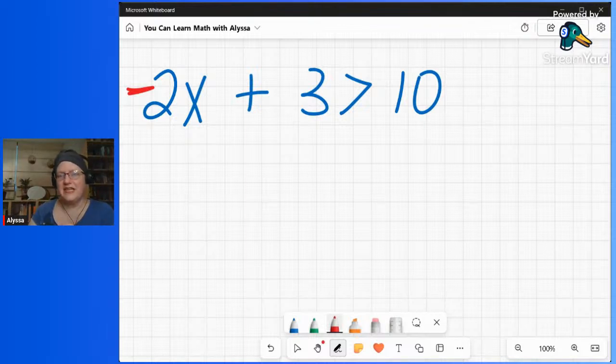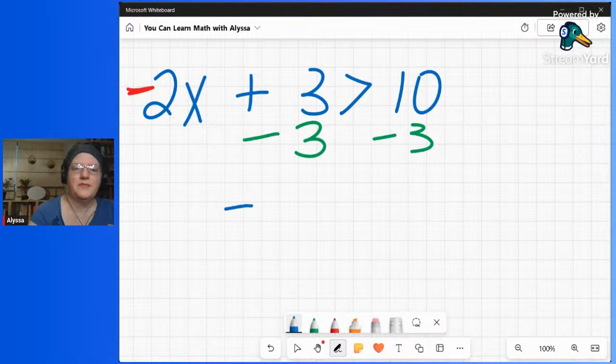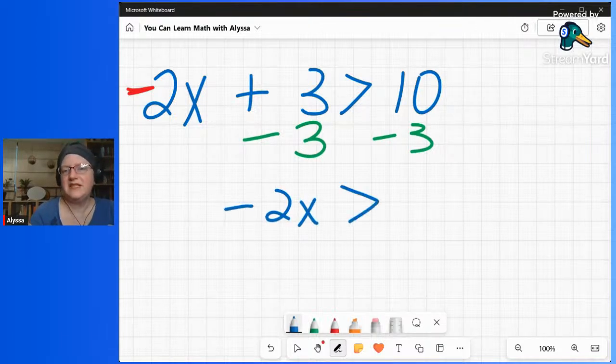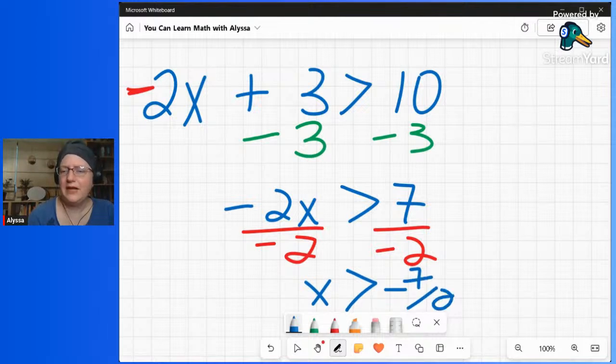All right, let's try this again. Put a little negative there in front of the 2. Same sort of beginning. Let's undo that adding 3. Let's subtract 3 from both sides. Now I've got that negative 2x on the left, 10 minus 3, or 7 on the right. And then I'm going to divide both sides by negative 2. And then I've got my answer that x is greater than negative 7 halves. Is that right? No, it is not.